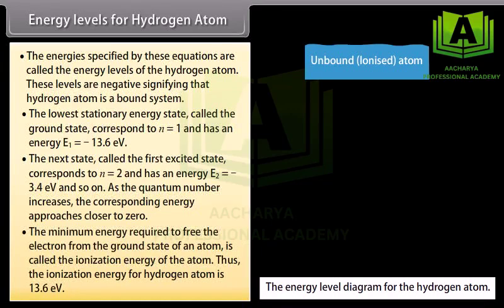The minimum energy required to free the electron from the ground state of an atom is called the ionization energy of the atom. Thus, the ionization energy for the hydrogen atom is 13.6 electron volt.